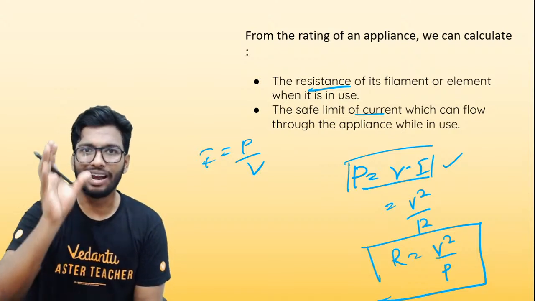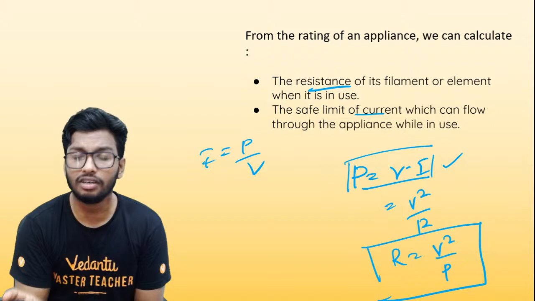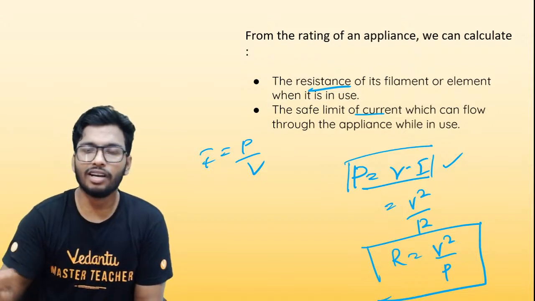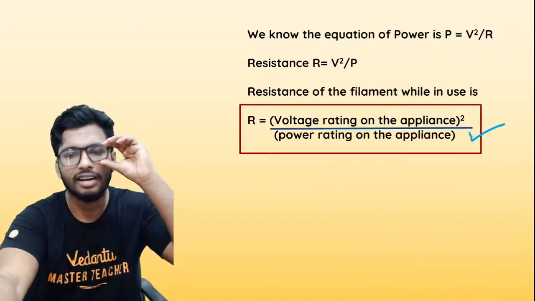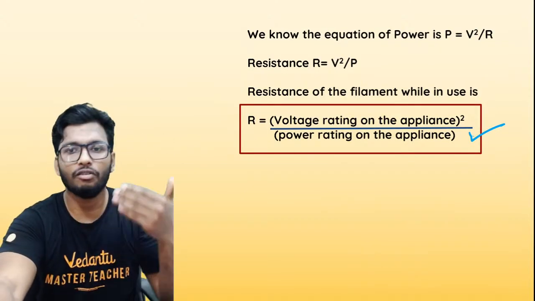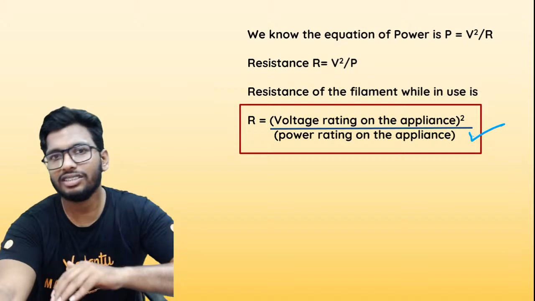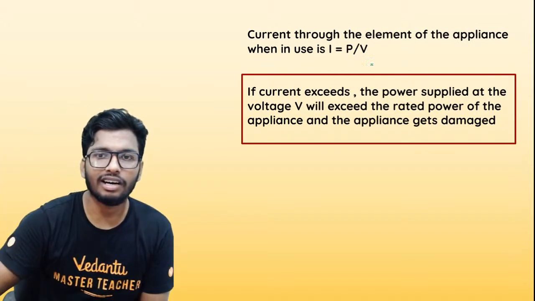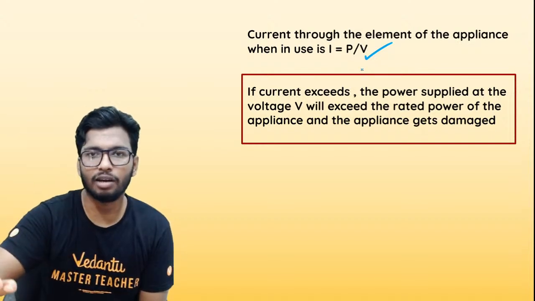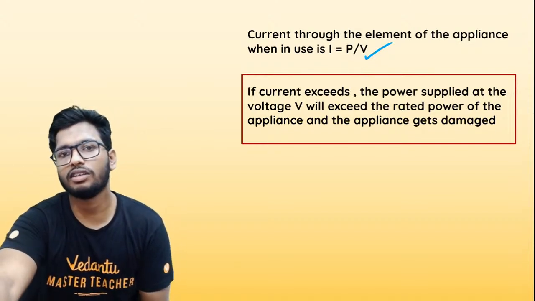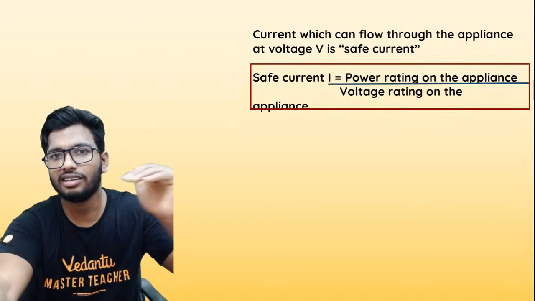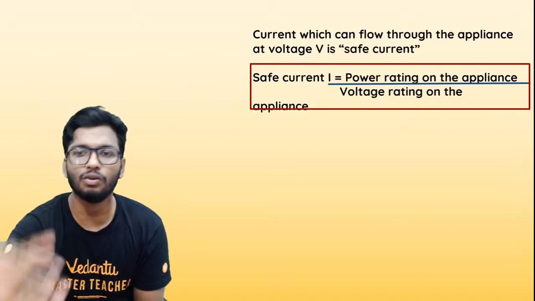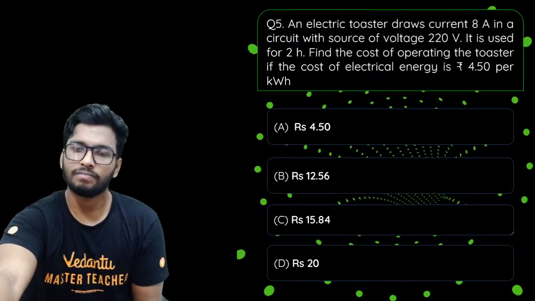You don't have to by heart every single formula that is given in this chapter. You just need to remember the basic major formulas and then use Ohm's law to substitute the values and get the values accordingly. So the resistance of the filament can be found by the square of the voltage rating of the appliance divided by the power rating of the appliance. In the same way, current is P by V. The power rating divided by the voltage gives the safe limit of the current that it can work with. That's all. Simple.